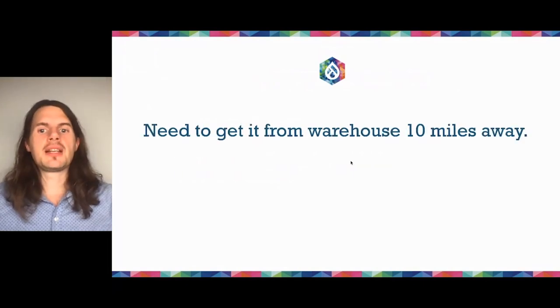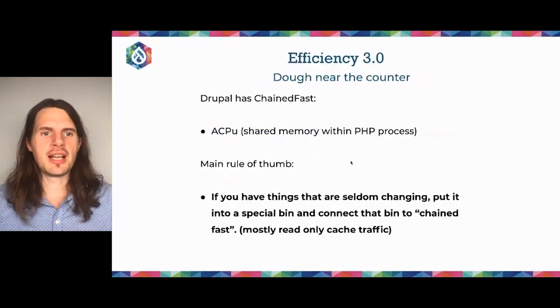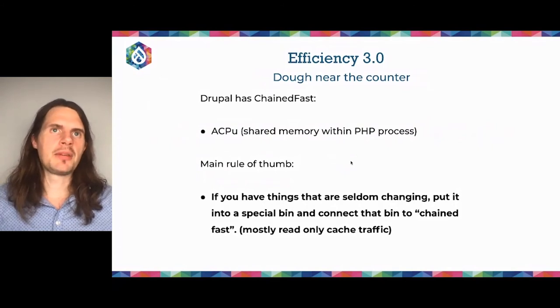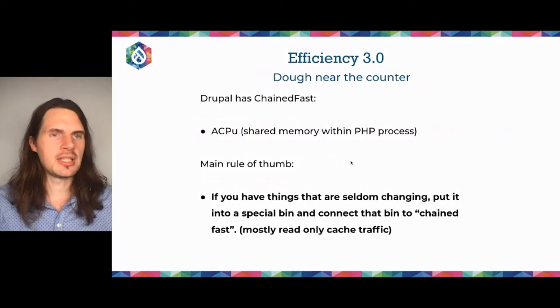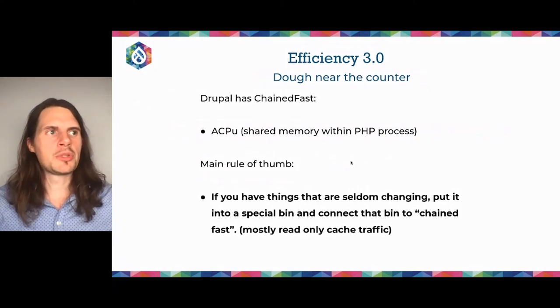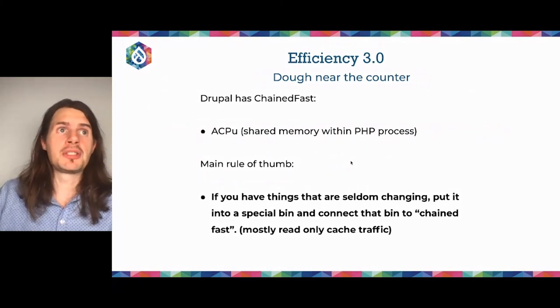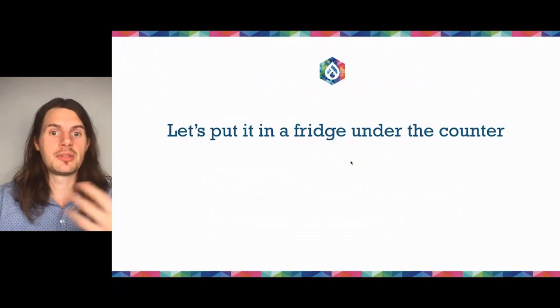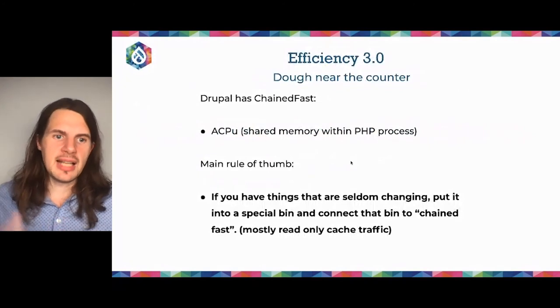So what about the dev itself? Currently, we need to get it from a warehouse like 10 miles away. So let's put it in a fridge on the counter. And it's important that Drupal has, now we come to something else, like we've talked about cache invalidation, cache setting, but by now we have stored everything in the slow database. So we always need to drive to the warehouse, and we need to get it there, and it's always there. So it takes a while.